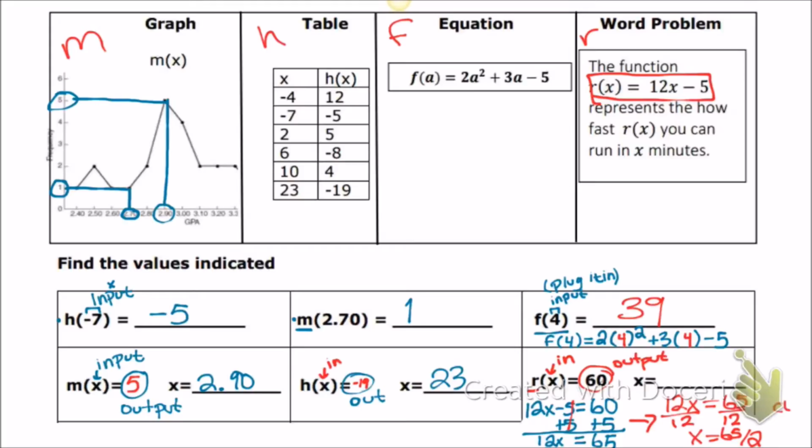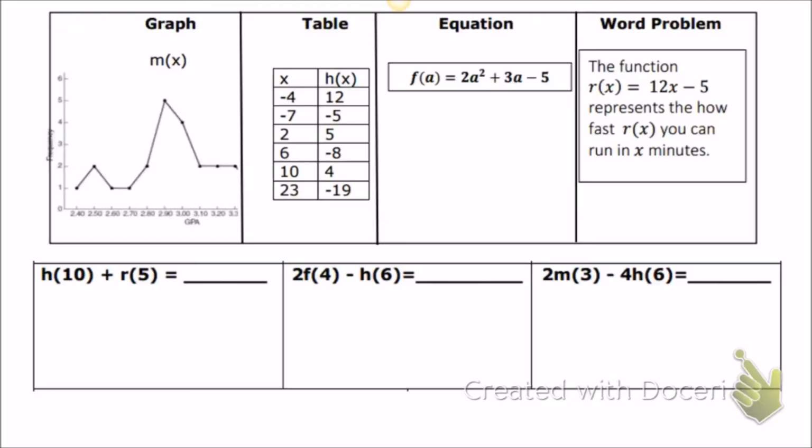Remember that you can press Control, Enter to get the decimal. Okay? So I'm just going to leave it as a fraction, 65 over 12. Okay, let's go to the next one.